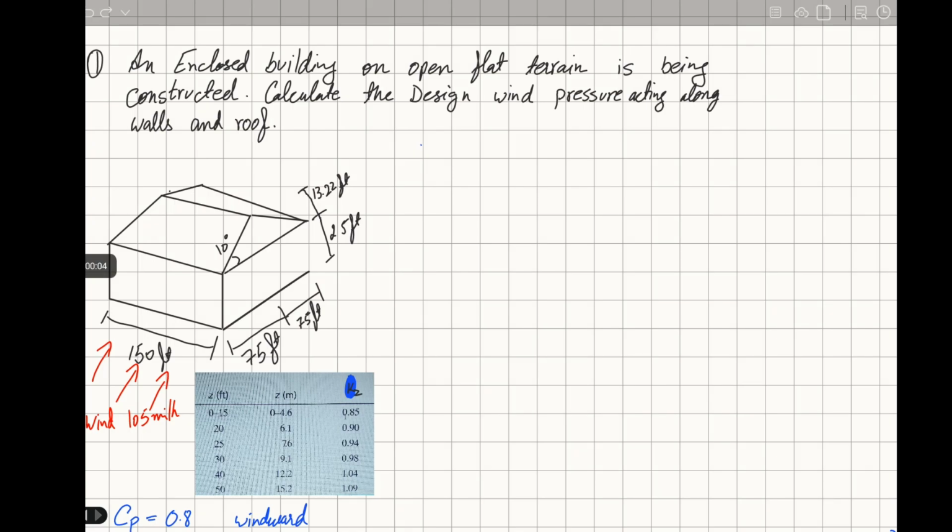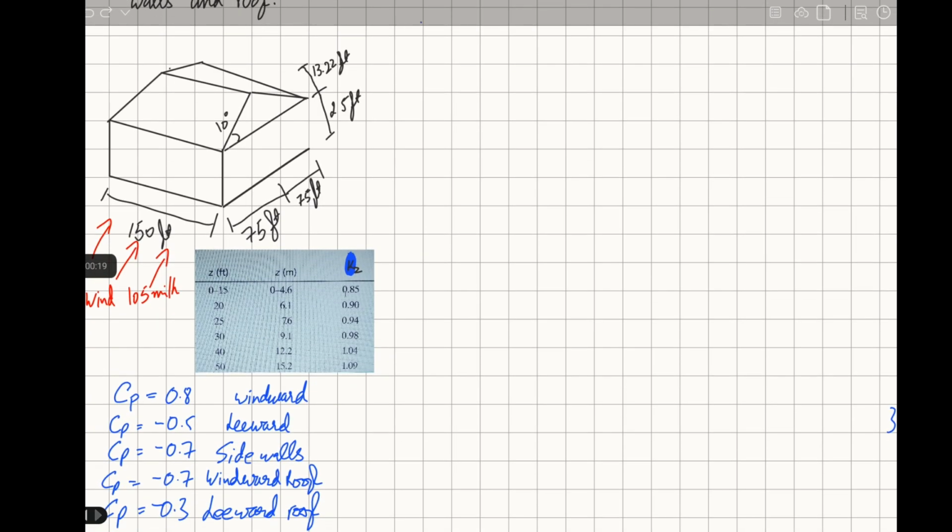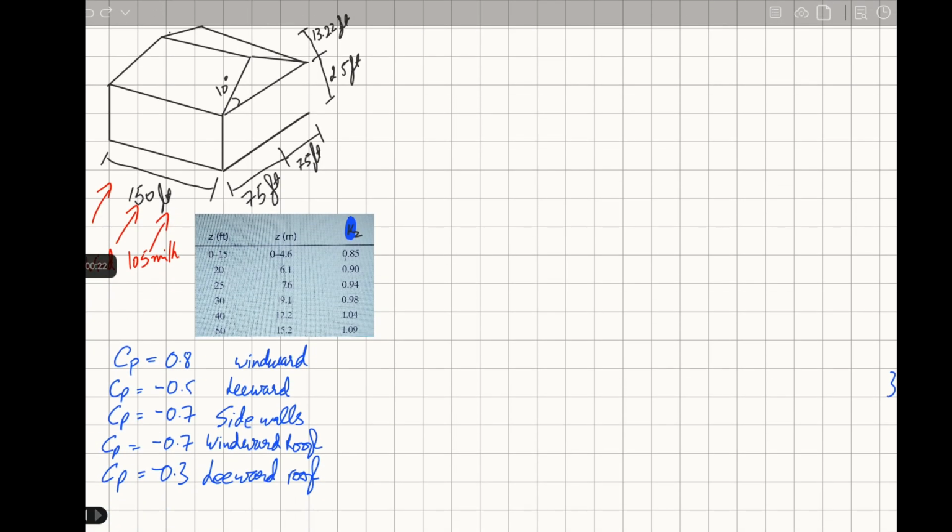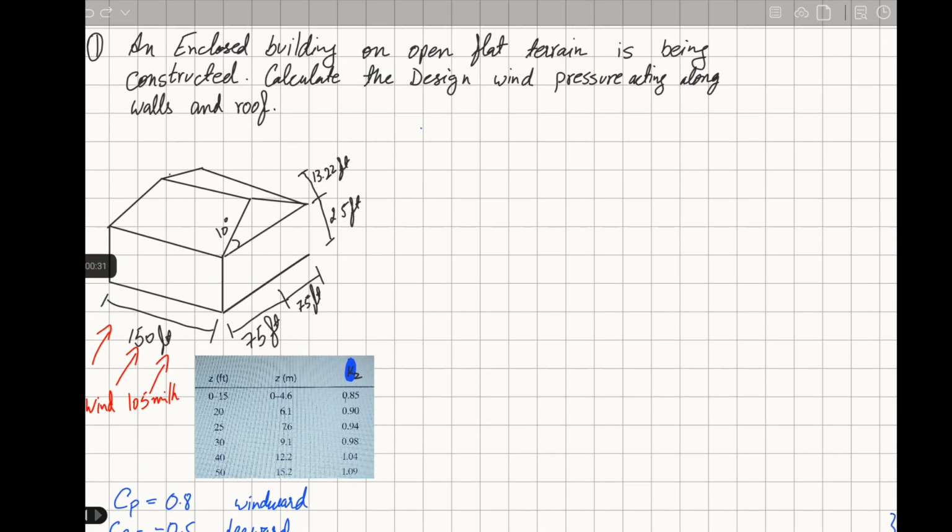An enclosed building on open flat terrain is being constructed. Calculate the design wind pressure acting along the walls and roofs. For this problem, we are already given the velocity pressure exposure coefficient and our external pressure coefficients. To solve this problem, first of all, we need to calculate the velocity pressure for the structure.